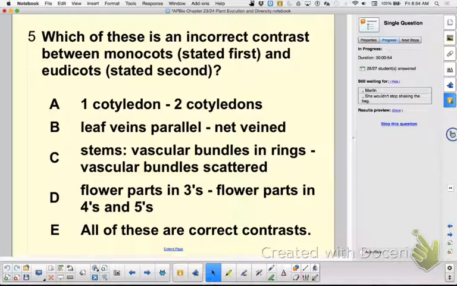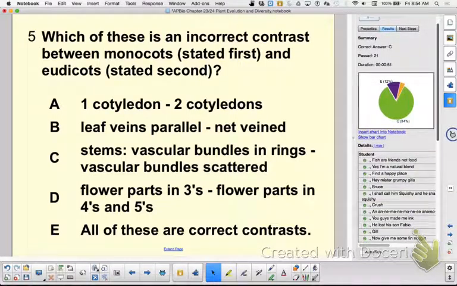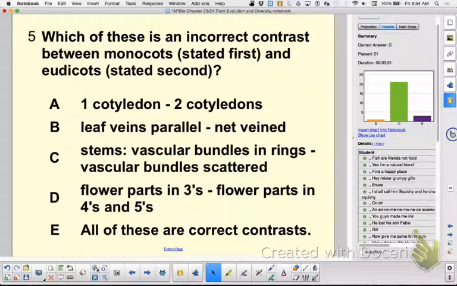Let's go, Marlon. Ah, most of you got this right. C is the right answer. And monocots, their vascular bundles are not in rings. They are what? Scattered, right? Okay, so it's just the reverse. Somebody said B. Leaf veins parallel. That is true for monocots, and they're net veins for eudicots. So B is true.